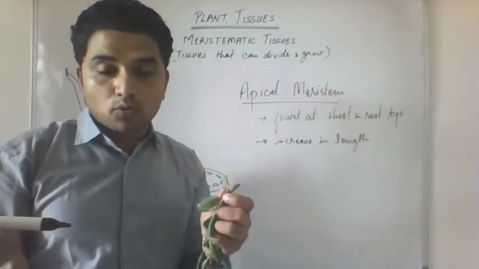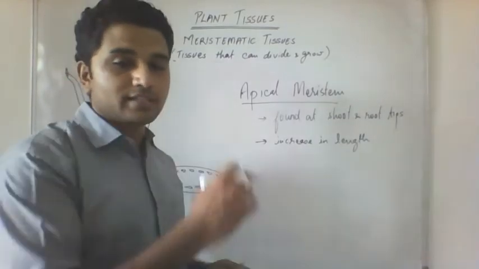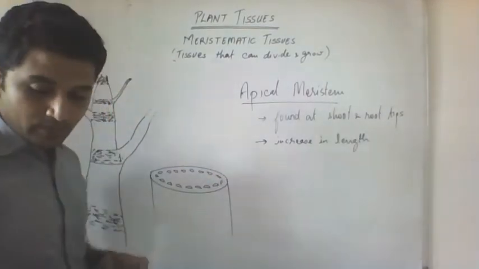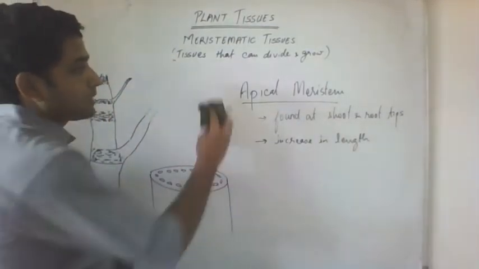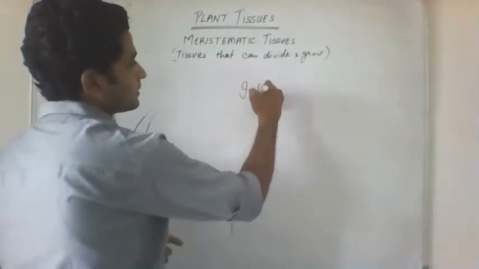Then what will the plant do? It has to grow. Plant has other options. Let us see the other options. This is the apical meristem. Let's go to the other option. The other option the plant has is the intercalary.